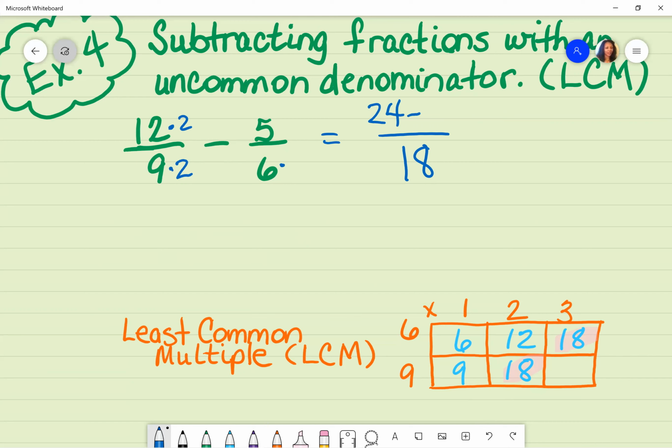6 times 3. Okay, so notice I don't have to use the same number in both my fractions. So 6 times 3 is 18. Therefore my numerator is 5 times 3, which is 15. Now, when I am subtracting, 24 minus 15 is 9, over 18. Now, looking at that, can you see whether or not I can simplify that, or do I just leave it like that?